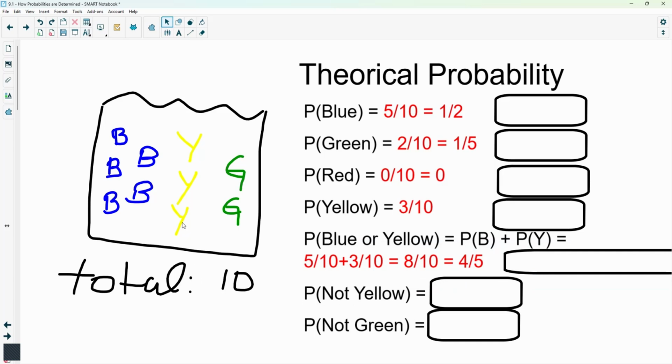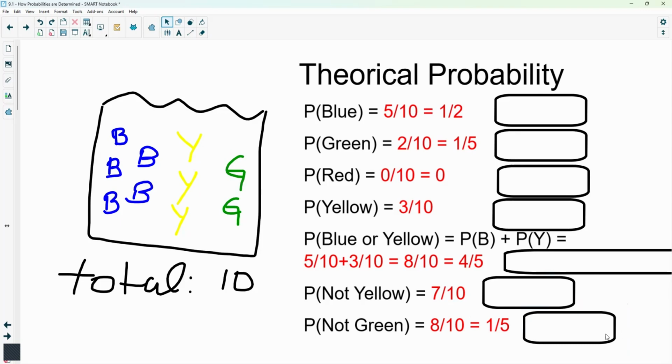And then we have the complements, the probability of not yellow. That means they're talking about the blue and green. So what do we do? We subtract the probability of yellow from 1. Yellow is 3/10, so that will be 1 minus 3/10, which is 7/10. And the probability of not green, green is 2/10, so we do 1 minus 2/10, which is 8/10, reduced to 4/5.